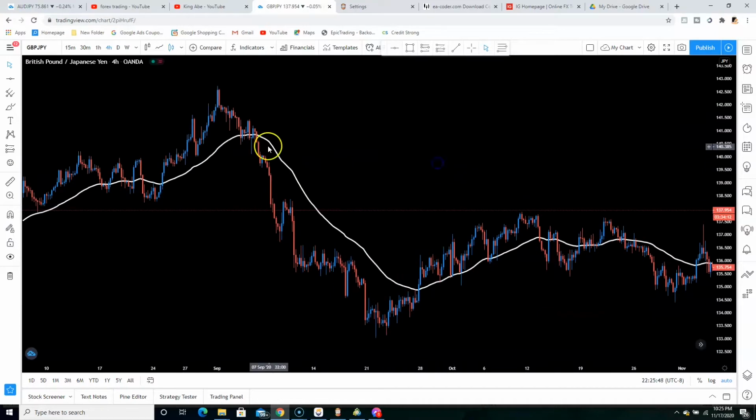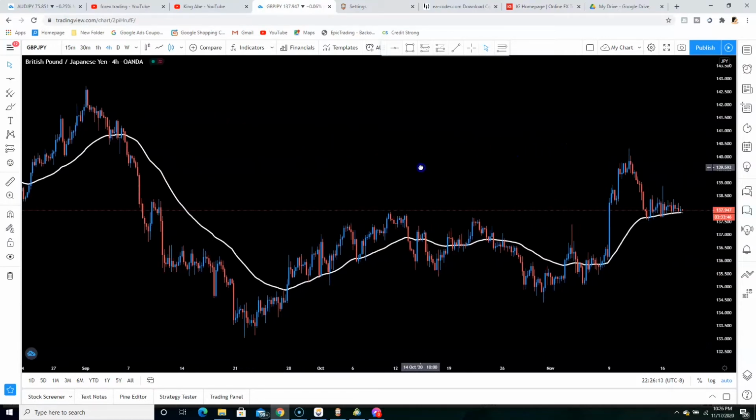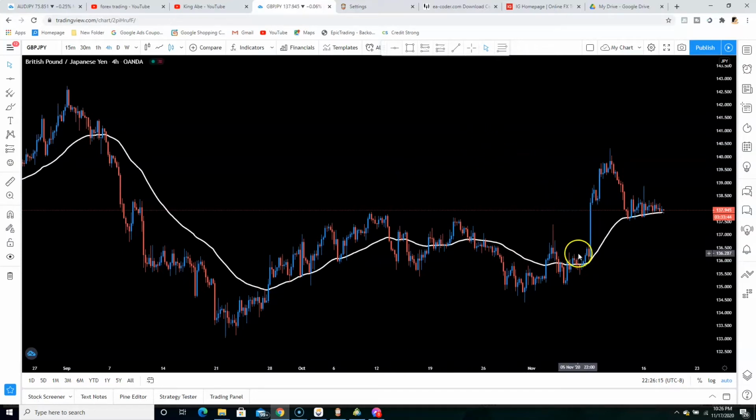If you see this right here, the price is below the 50 EMA, which indicates a sell. When price is above the 50 EMA, it means to buy long, and when it's below the 50 EMA, it means to sell short. That's it, it's that simple. It's not complicated at all. You buy long above the 50 EMA and you sell short below the 50 EMA.